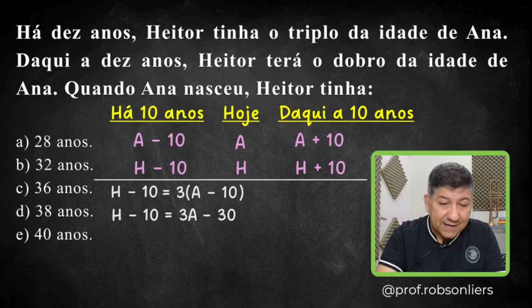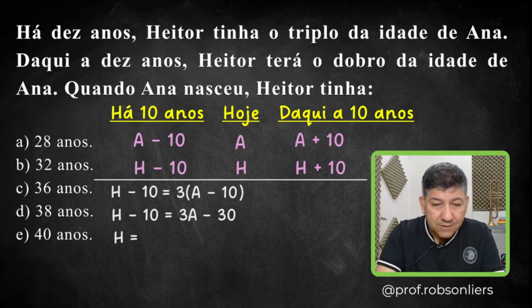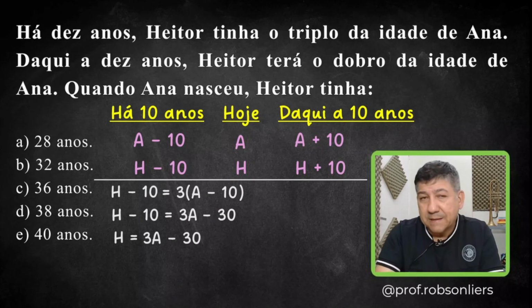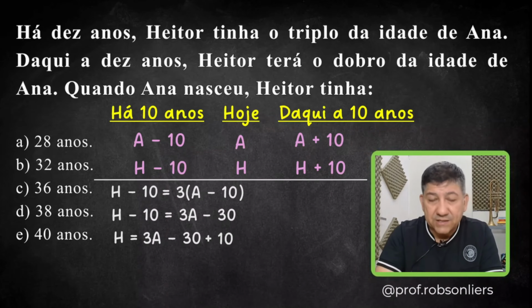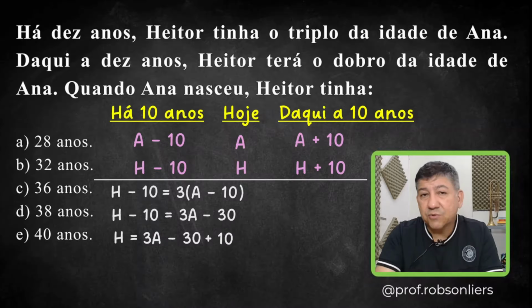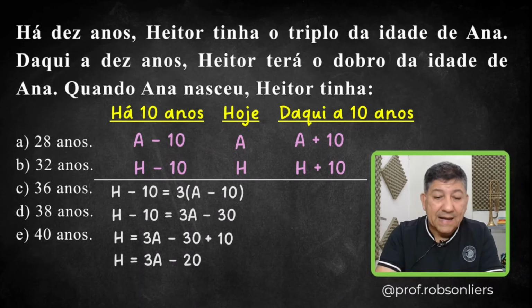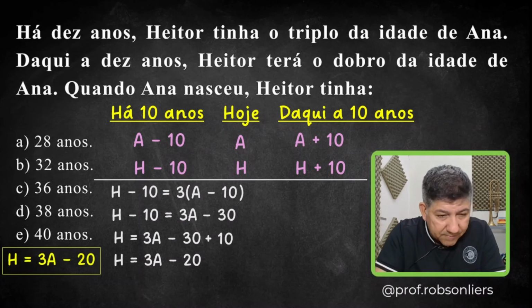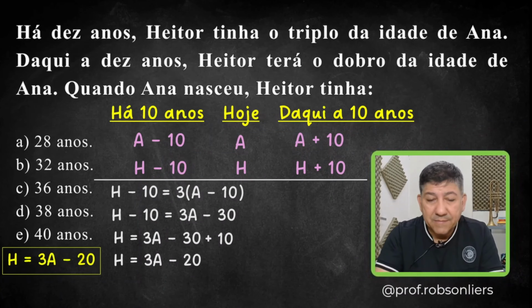Now, I'm going to leave H alone on the left side of the equation. So, I'll leave it here, H equals 3A minus 30. Minus 10, I'm going to move to the other side, plus 10. Minus 30 plus 10, we can solve that, right? Minus 30 plus 10 is minus 20. So it will be H equals 3A minus 20. I'll keep this equation here. H equals 3A minus 20.